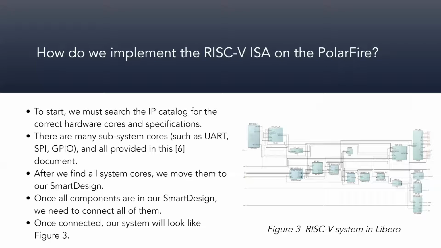So how do we implement the RISC-V architecture on the PolarFire? To start, we must search the IP catalog within Libero for the correct hardware cores and specifications. There are many subsystem cores such as UART, SPI, and GPIO, and all of these are provided in the tutorial document. After we find all system cores, we move them into our SmartDesign. Once all the components are in our SmartDesign, we need to connect all of them. Once connected, our system will look like the figure to the side.